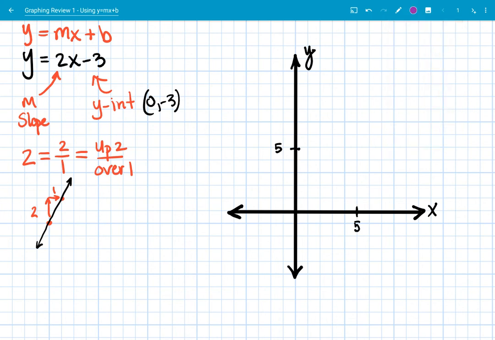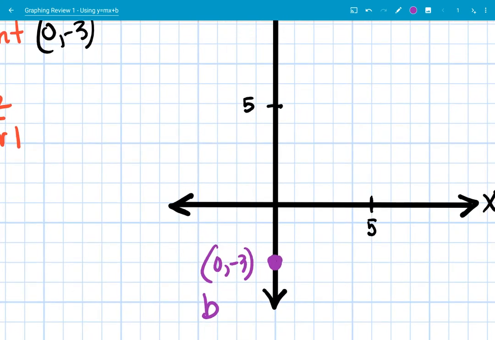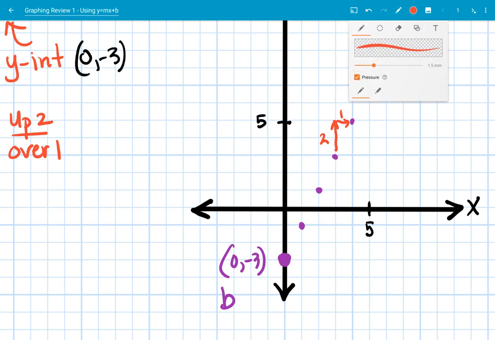So now I can start plotting my points. I know this starts at 0, negative 3. That's my y-intercept. And that came from the value of b in the equation. And then from there, I know the pattern that it's going to follow. It's going to go up 2 and over 1, and up 2 and over 1, and up 2 and over 1, and so on. So that slope pattern, that growth rate, that information from m defines the pattern that that graph's going to follow. So that allows me then to know that graph quickly.